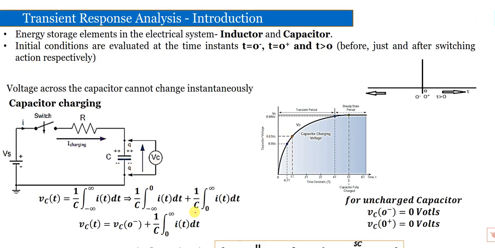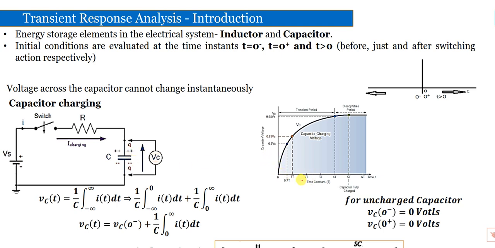Suppose we consider one small, simple circuit here, with one resistance and one capacitor. If the resistor is alone and I give any voltage, the output will immediately have the steady state value. But if there is a capacitor, the output will not immediately reach that value. We are given Vs, and the capacitor will try to charge to this voltage Vs, but it will not charge immediately; it will take some time.